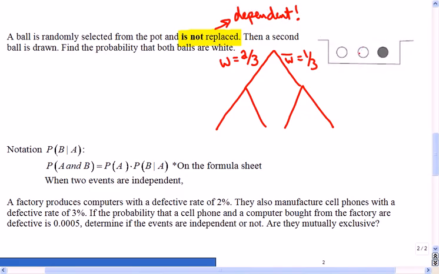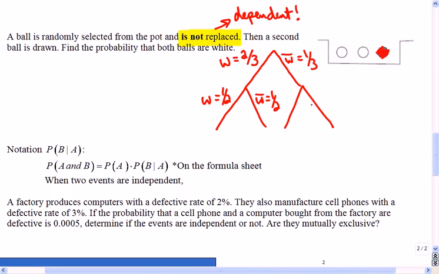So then, if I follow these branches, this one here says that I've removed a white ball. So now let's take a look at the experiment. I've not replaced it. This is what the bin looks like. So a white ball would be 1/2 now, and if it's not white, it's 1 out of 2. Similarly, I have to think about it this way. If I was to draw this non-white or the black ball here on my first try, then that means it's no longer in that bucket.